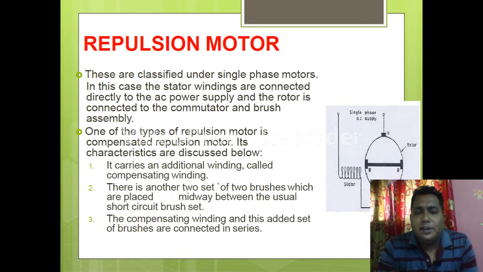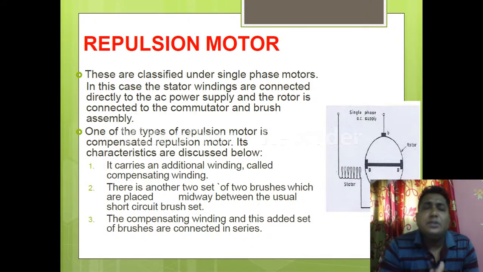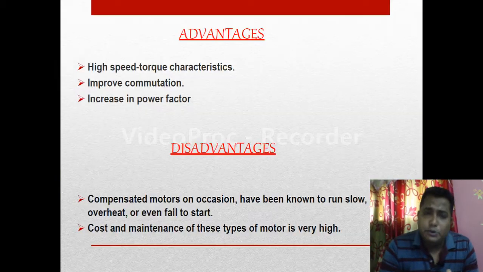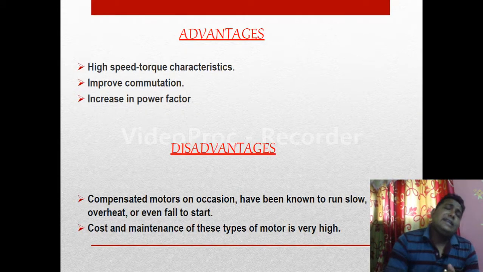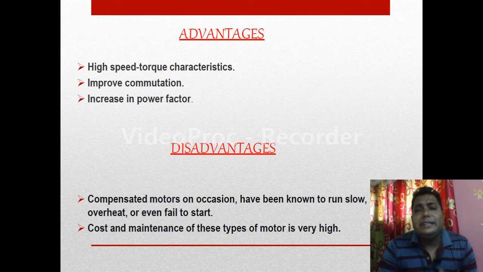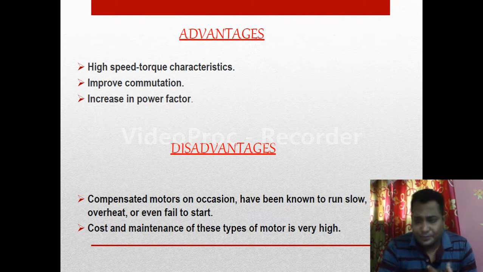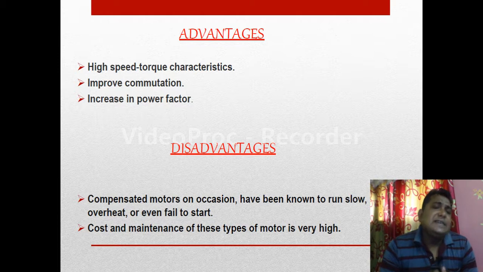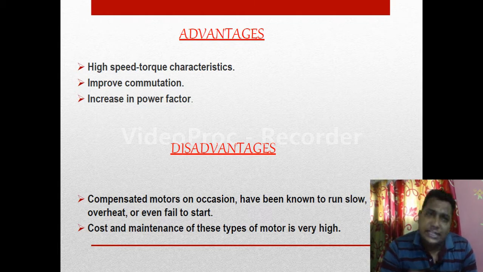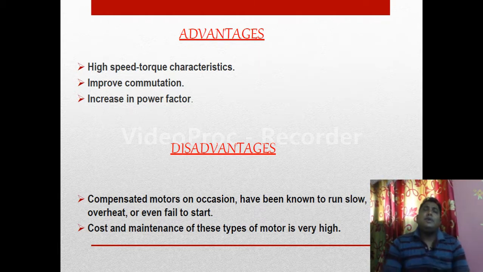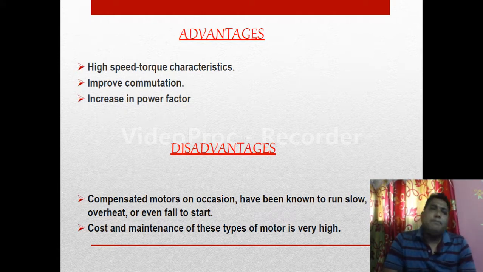Okay, so by using that compensated winding, we can reduce and overcome the problems associated with this series motor. So let us come to the advantages and disadvantages of this compensated series motor. Yes, it has very high speed torque characteristics. How are we improving these high speed torque characteristics? By using this compensated winding.